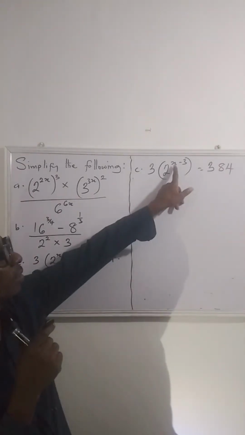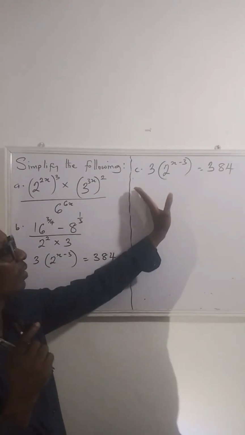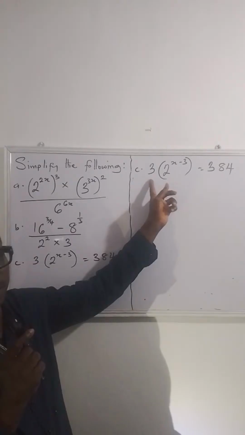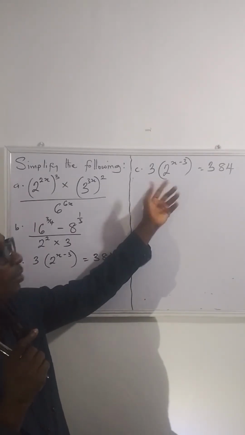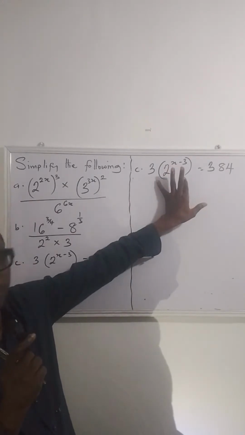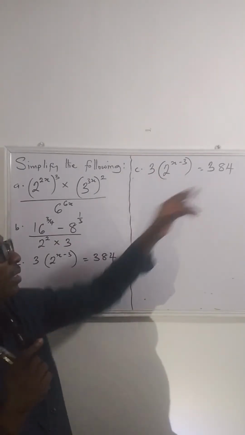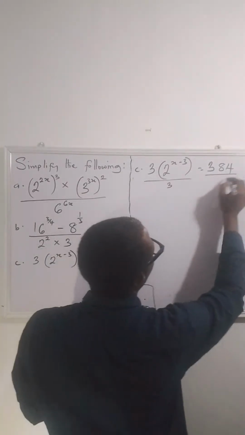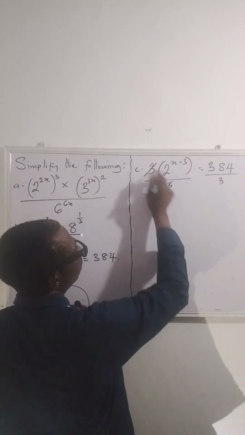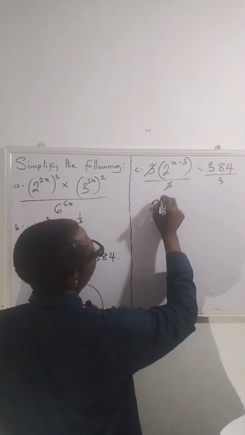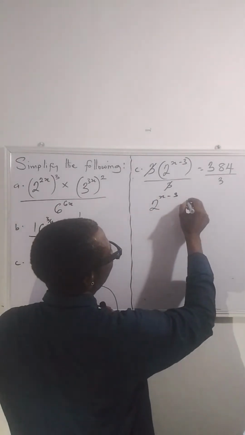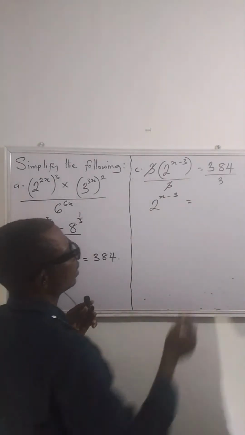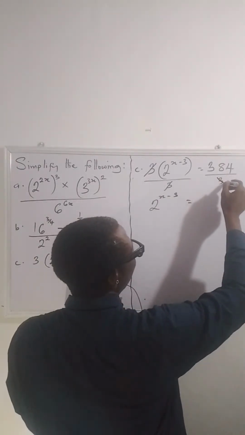Now, this is the unknown I'm looking for. The first thing to do here is to divide both sides by 3, the coefficient of what you are looking for. So you divide both sides by 3. Now let's divide this by 3 and this by 3. So 3 will cancel 3. So at the left hand side we have 2 raised to the power of x minus 3. Okay.